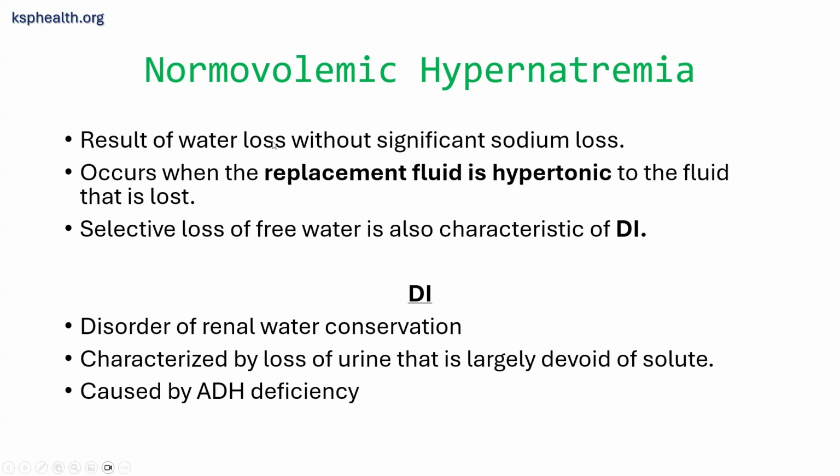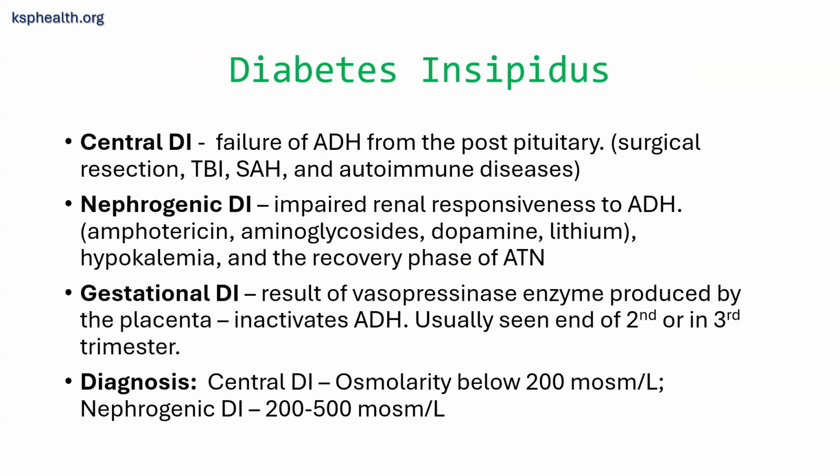And the selective loss of free water occurs in diabetes insipidus. So diabetes insipidus, as you all know, is a disorder of renal water conservation. It's characterized by loss of urine that is largely devoid of solutes, so free water loss caused by ADH deficiency, antidiuretic hormone. There are three types of DI.